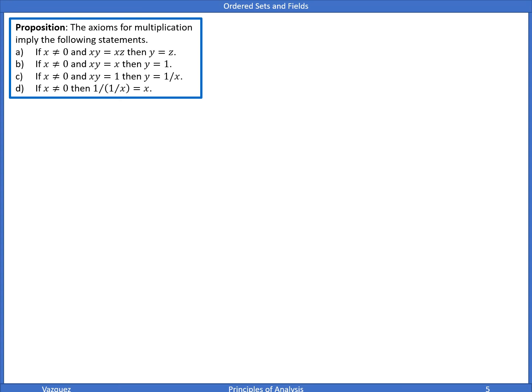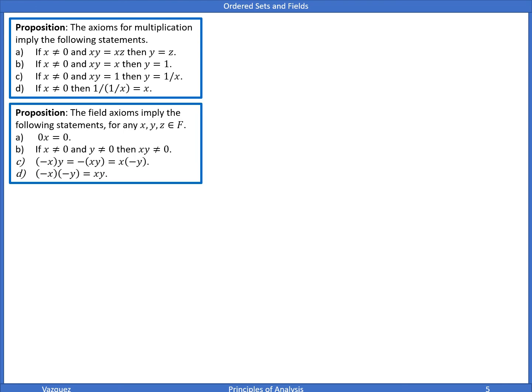C, if x is not 0 and x times y is equal to 1, then y must be 1 over x. And finally, if x is not 0, then 1 over x is equal to x. Again, I'm not going to leave you in the dark. We will prove some right now.